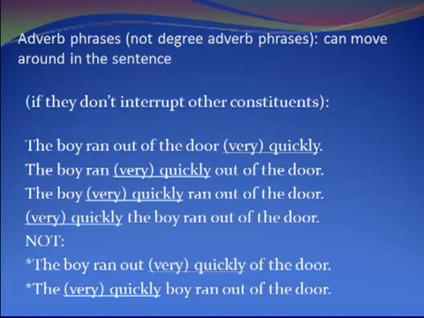Okay, if we think about adverb phrases, we can use the movement test. That's actually one thing that we've tried to do, that we try to find adverbs, but actually what we've been doing is finding adverb phrases, because it's the phrases that can move around. One proviso with the movement test is they can't interrupt other constituents. So if you look here at the sentence, the boy ran out of the door quickly, or the boy ran out of the door very quickly, you can say the boy ran very quickly out of the door, the boy very quickly ran out of the door, very quickly the boy ran out of the door.